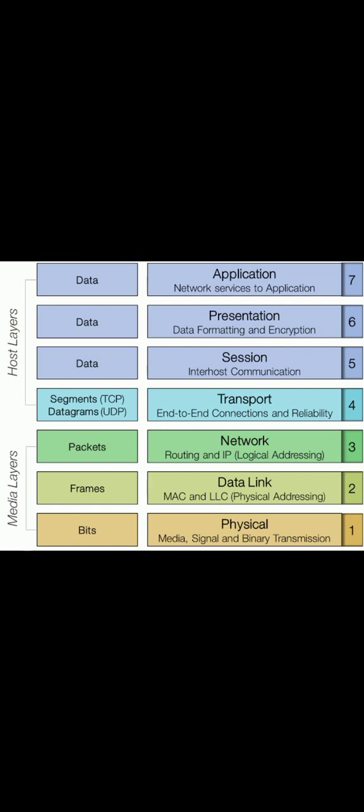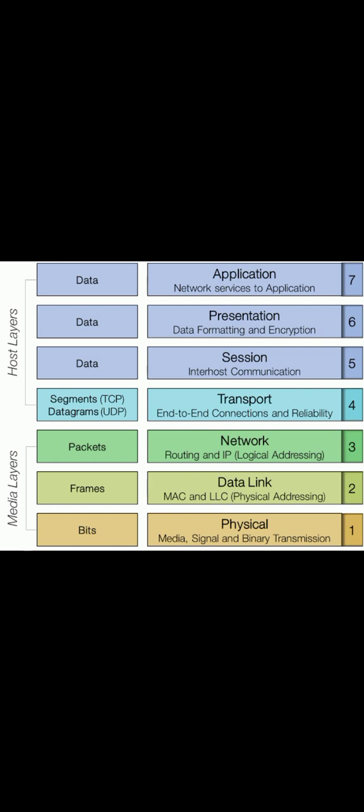So we have a total of 7 layers in the OSI model. First layer is the physical layer. So we can take from down. The physical layer is the first one. Second one, data link layer. Third one, network layer. Fourth, transport layer. Fifth one, session layer. Sixth one, presentation layer. Seventh one, application layer. So in total we have 7 layers.